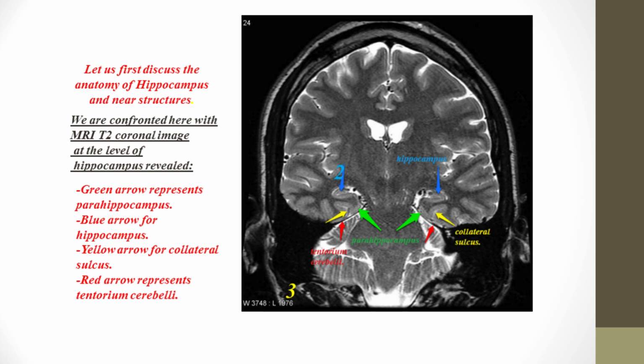Let us first discuss the anatomy of the hippocampus and nearby structures. We are looking here at an MRI T2 coronal image at the level of the hippocampus, which reveals: the green arrow represents the parahippocampus, the blue arrow the hippocampus, the yellow arrow the collateral sulcus, and finally the red arrow represents the tentorium cerebelli.